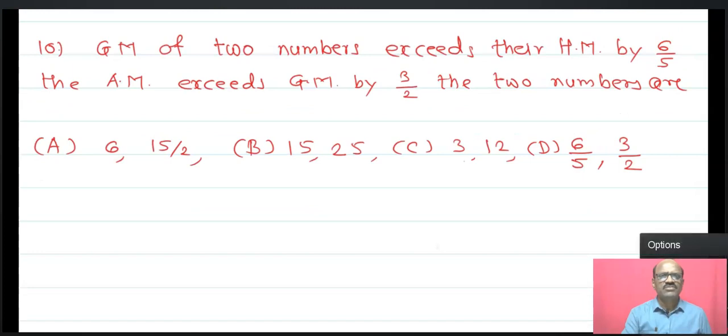Now see this question. The geometric mean of the two numbers exceeds their HM by 6 by 5. What is meant by this? The geometric mean GM is equal to HM plus 6 by 5. Again, AM exceeds the GM by 3 by 2. That is, AM is equal to GM plus 3 by 2. Then find the two numbers. Now this type of question we have solved in the exercise.